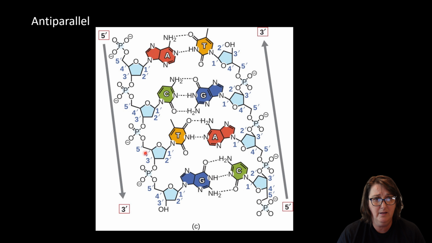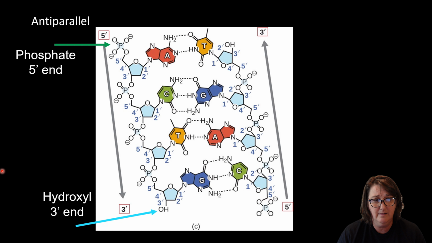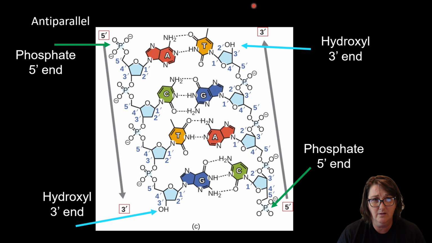Again, they're anti-parallel. One's 5', one is 3', and I can tell which one is my 5'. My 5' is always going to be a phosphate end. So right here I have a phosphate, down here I have a phosphate. That is my 5' end. Down here is 3'. This is my hydroxyl end, and then this is going to be my hydroxyl end up here. And this is my 3'.